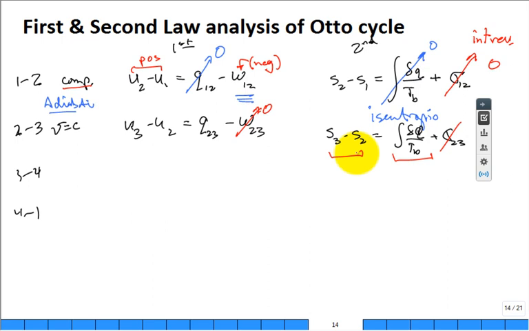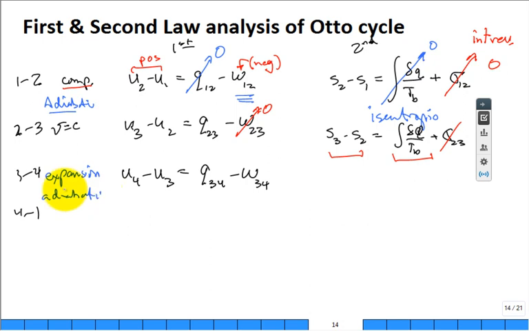All right, let's go to process 3 to 4. U4 minus U3 is equal to Q 3 to 4 minus the work 3 to 4. Well, what was this process 3 to 4 described as? That was not the compression stroke, but the power or expansion stroke. All right, should the expansion be adiabatic?